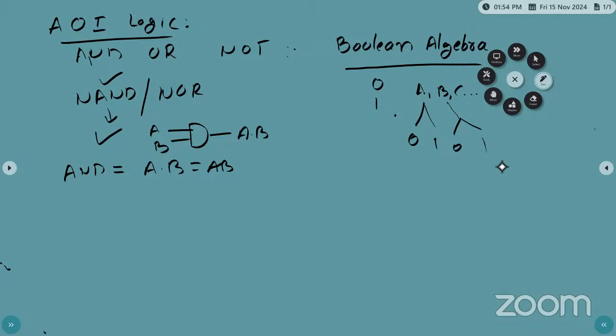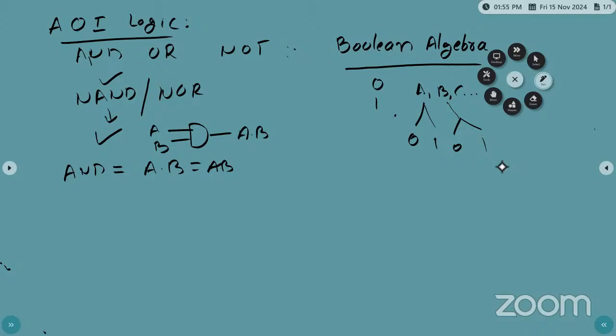But in mathematical algebra, for A plus B, we can assign any value from 0 to infinity, and B also any decimal value. But in Boolean algebra, any variable can be assigned only two values, either 0 or 1. These are the binary values, digital values.